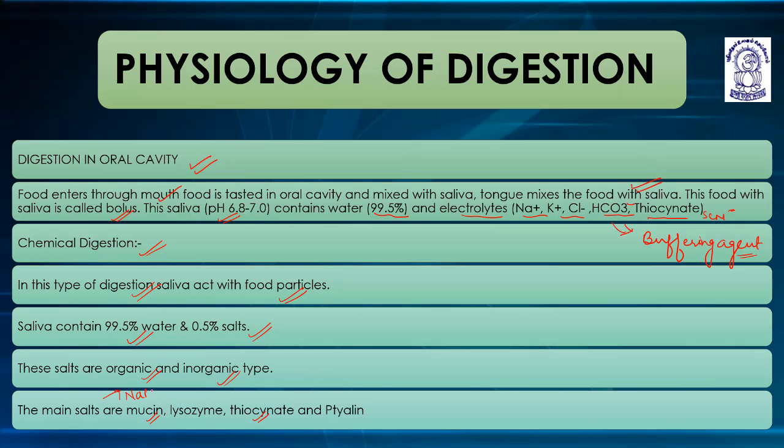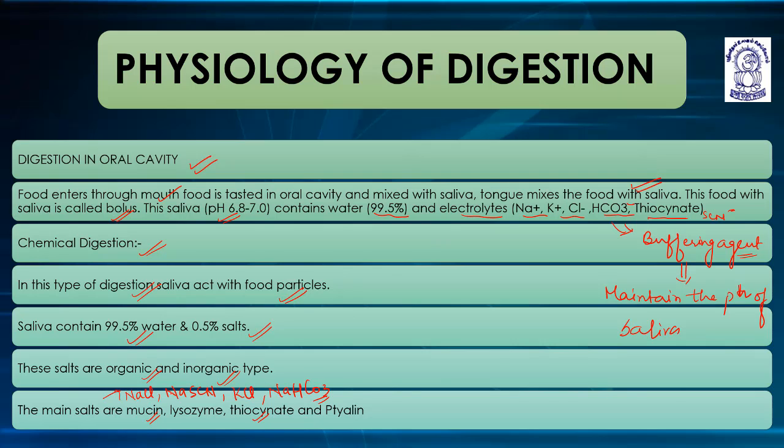The main salts are NaCl, sodium thiocyanate, then potassium chloride, then sodium bicarbonate. All these salts are there. These salts get ionized, and especially the bicarbonate ions help as a buffering agent, meaning they help to maintain the pH of saliva.